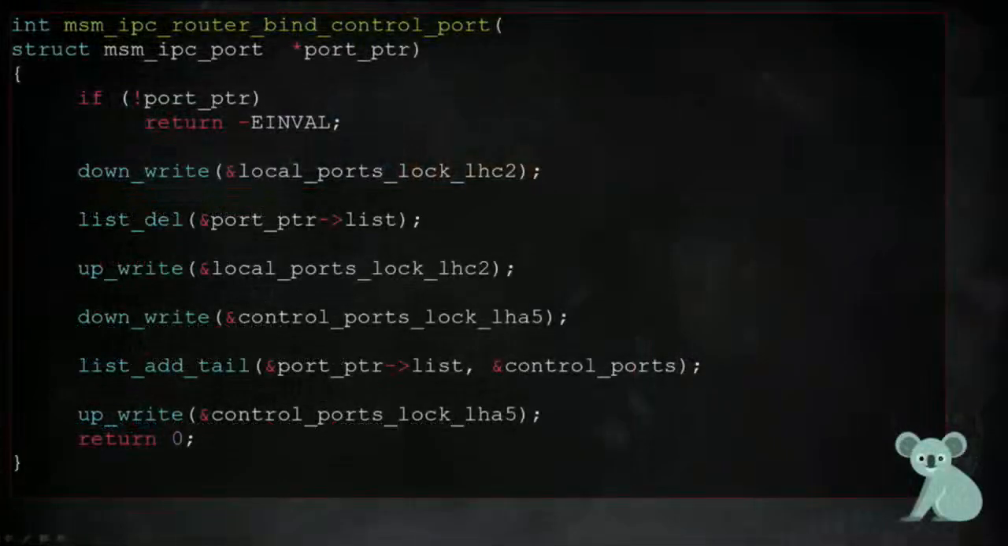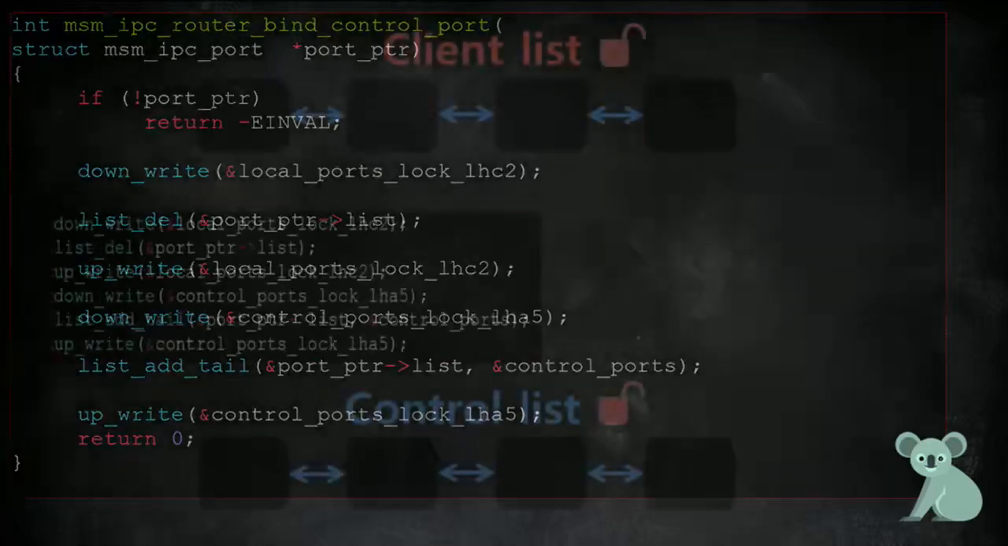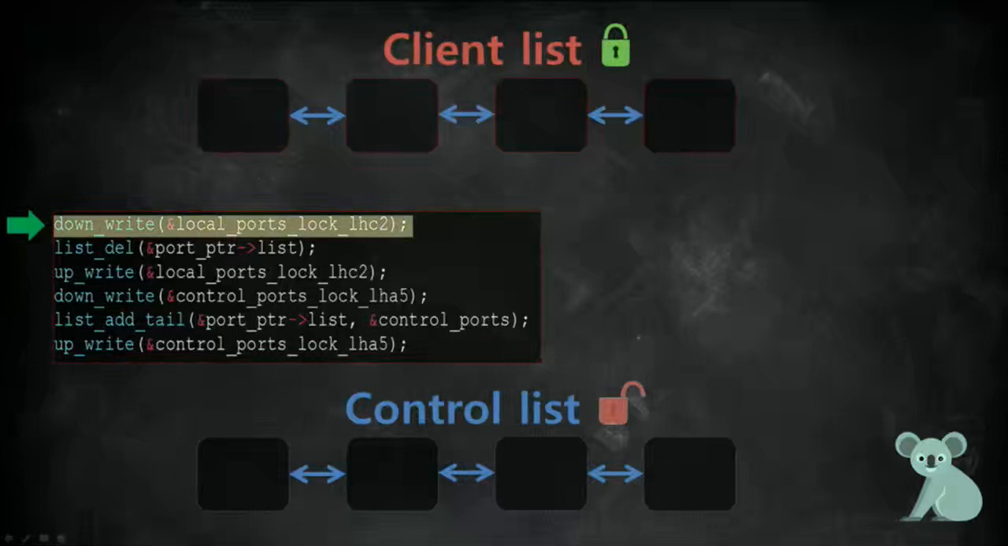So that's the conversion function, and there is a vulnerability here. Let's examine this function step by step and find the vulnerable code. Can you see the code here? Is it visible? Okay. So the first instruction is taking a lock on the client list.